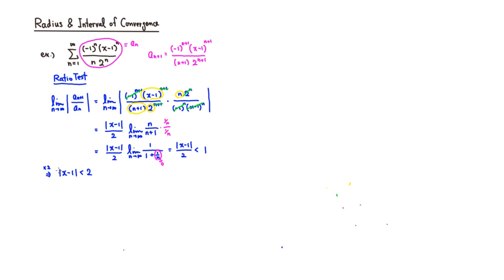Then the radius of convergence is this guy right here. So this is the radius of convergence. So maybe I'll box that out. So we have a radius of convergence there. Alright, then the interval of convergence can be found from here.